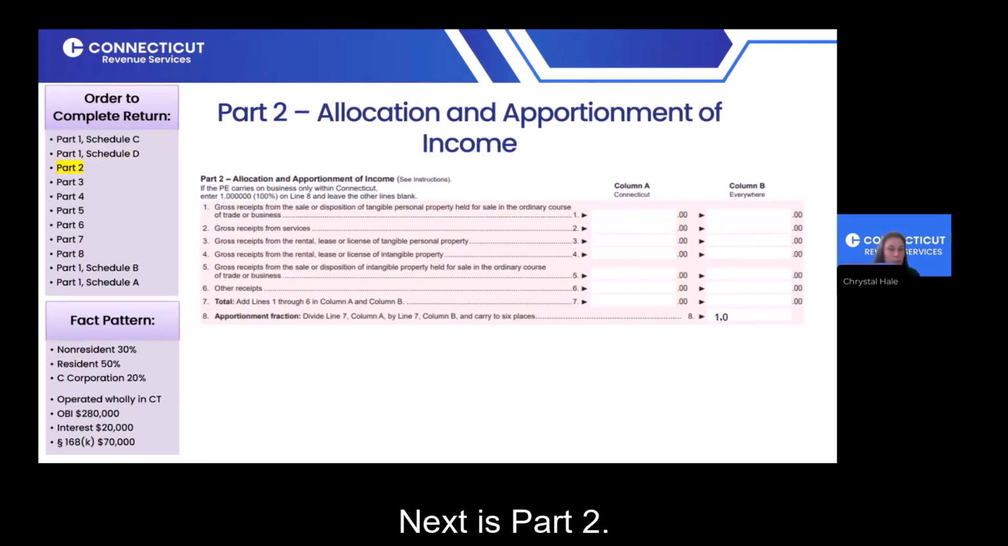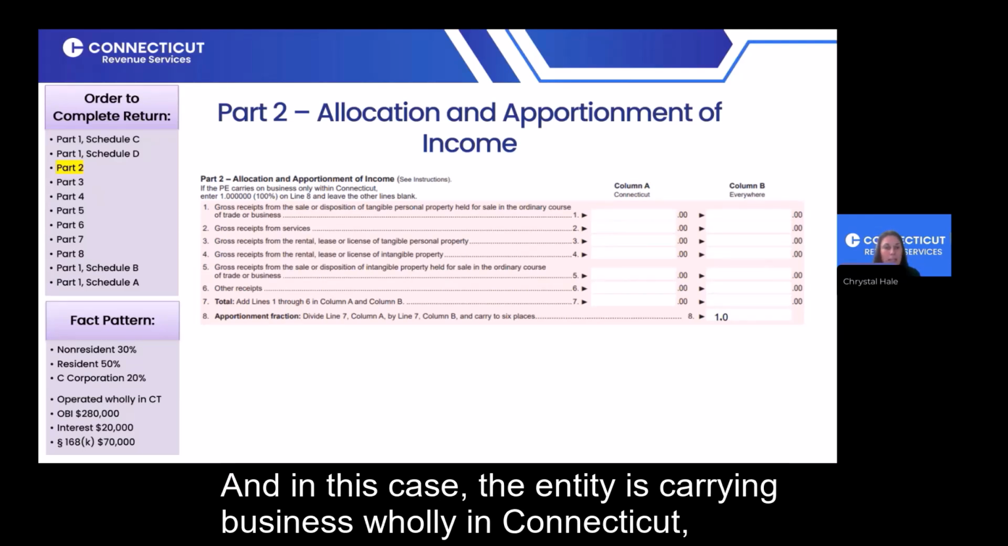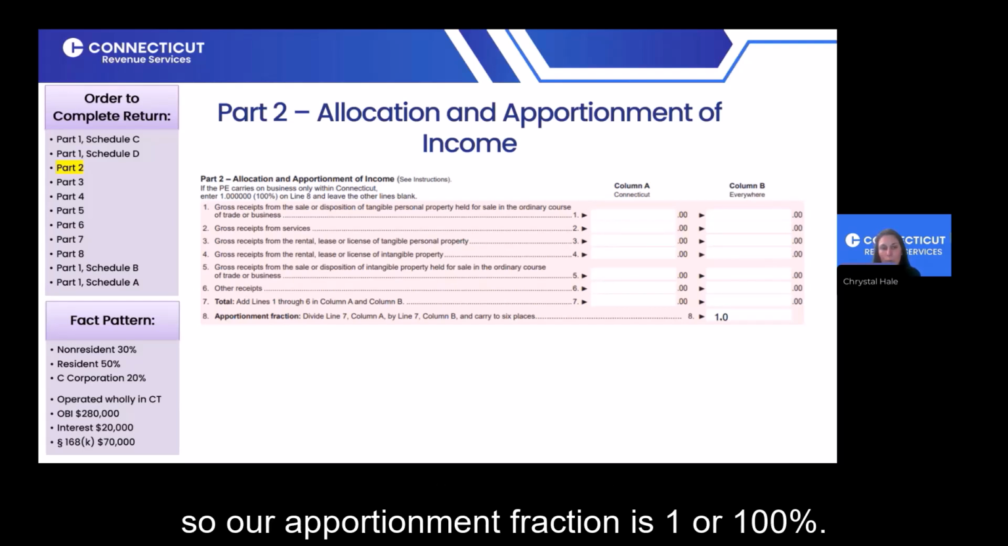Next is Part 2. This is identical to what you had just completed on the Form CTPET. And in this case, the entity is carrying business wholly in Connecticut, so our apportionment fraction is 1 or 100%.